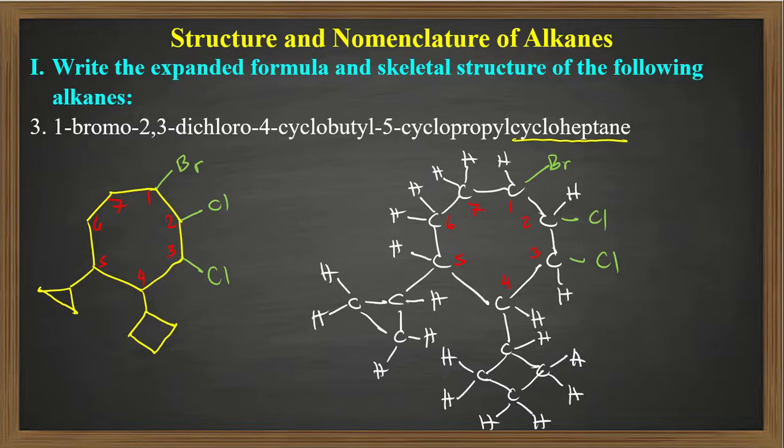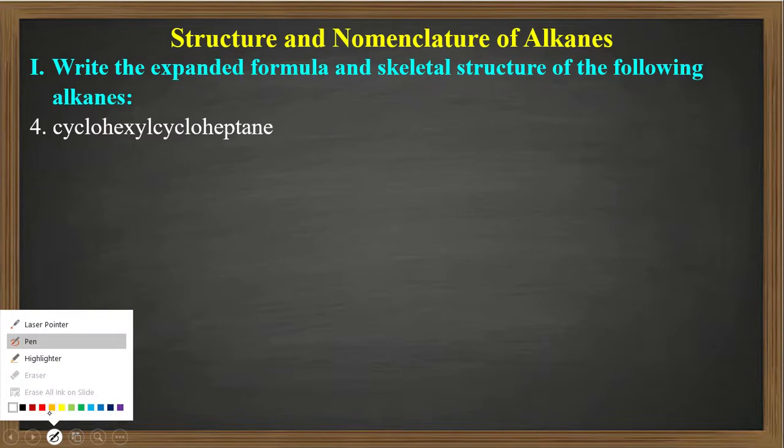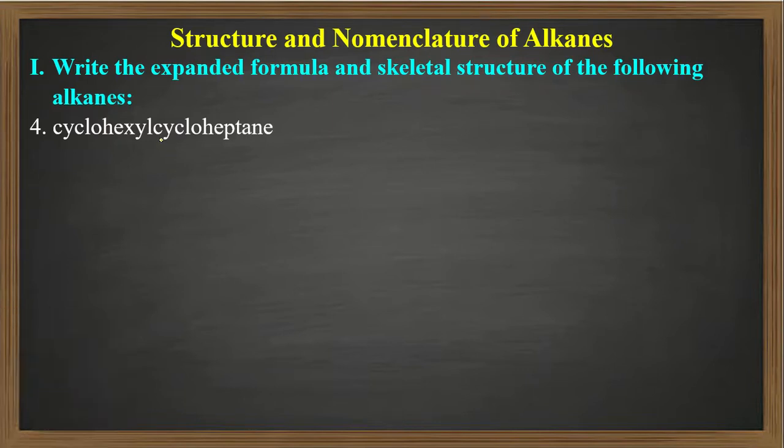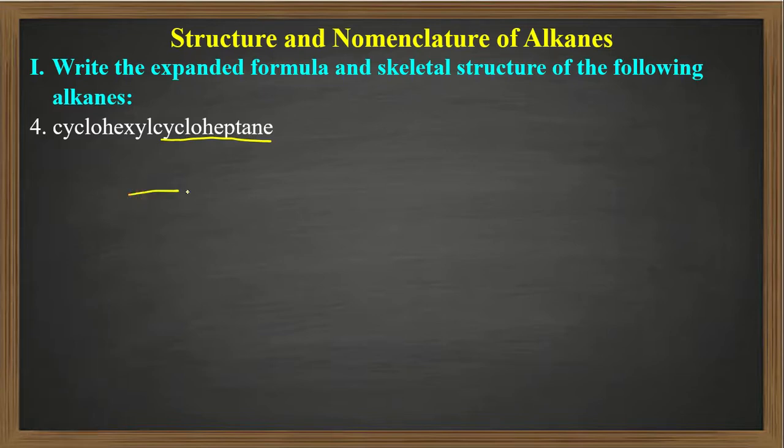Let's proceed with item number 4, cyclohexyl cycloheptane. It's very easy. Okay? We have here, yan, first na itong i-draw is yung parent name natin. So we have 7 carbon atoms because of cycloheptane. Alright. Let me draw that one first. 1, 2, 3. Alright.